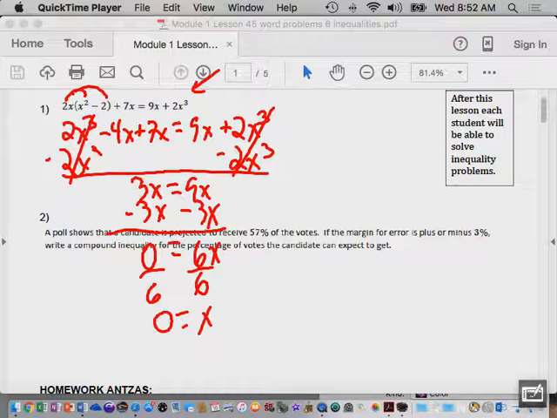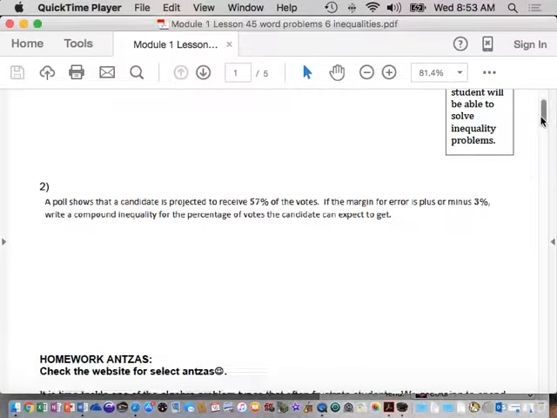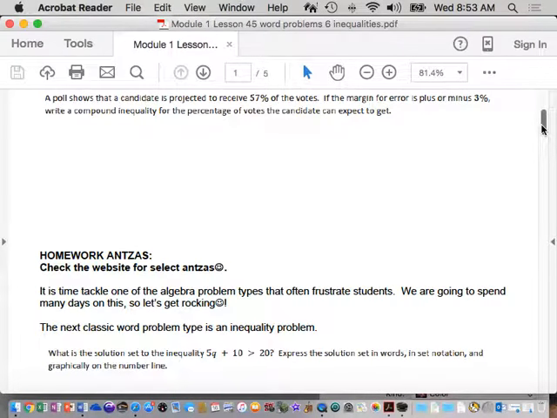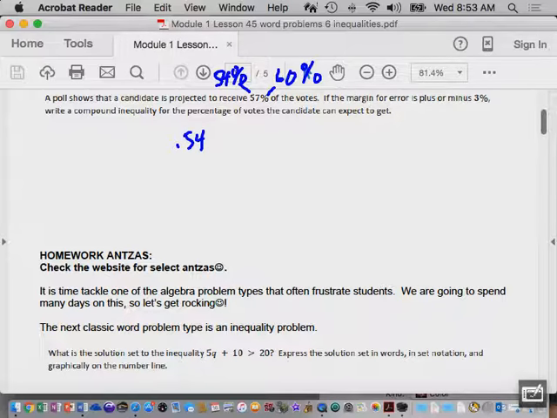Okay, next up. A poll shows that a candidate is projected to receive 57% of the votes if the margin for error is plus or minus 3%. Write a compound inequality. So the first thing I want to do is express this as a decimal. So if it's plus or minus 3%, it'll be 54% to 60%. Make sense? So 0.54 is less than or equal to x is less than or equal to 0.60 or 0.6.